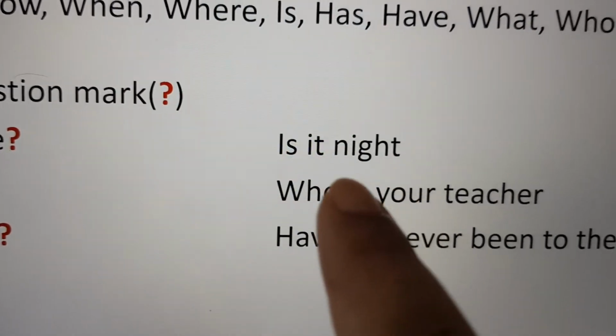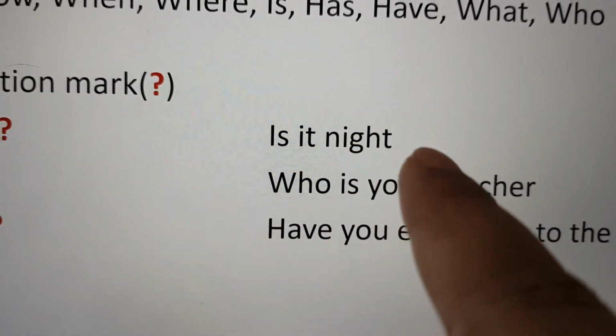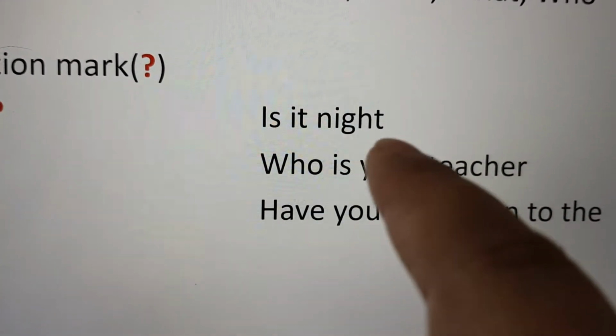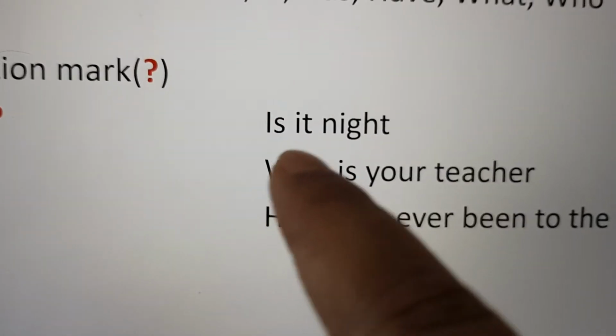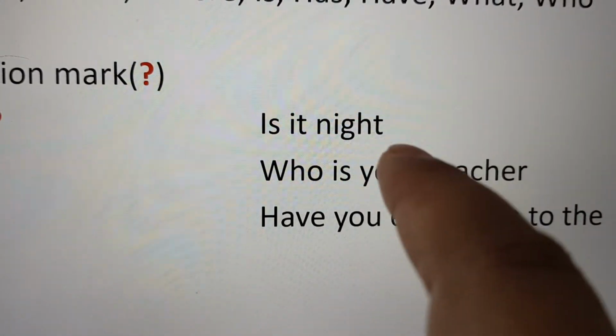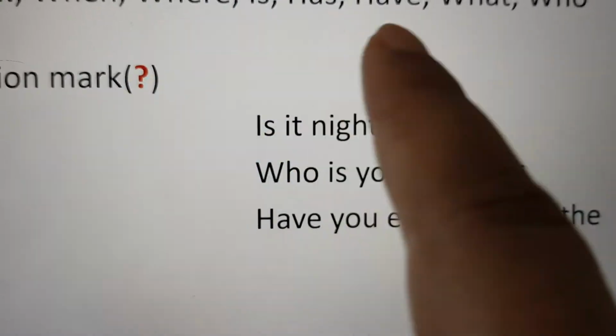See here, is it night? You are asking, is it night time? So it is a question. So what is the mistake here? The mistake is you have not put the question mark here. You have to put a question mark to end a question.